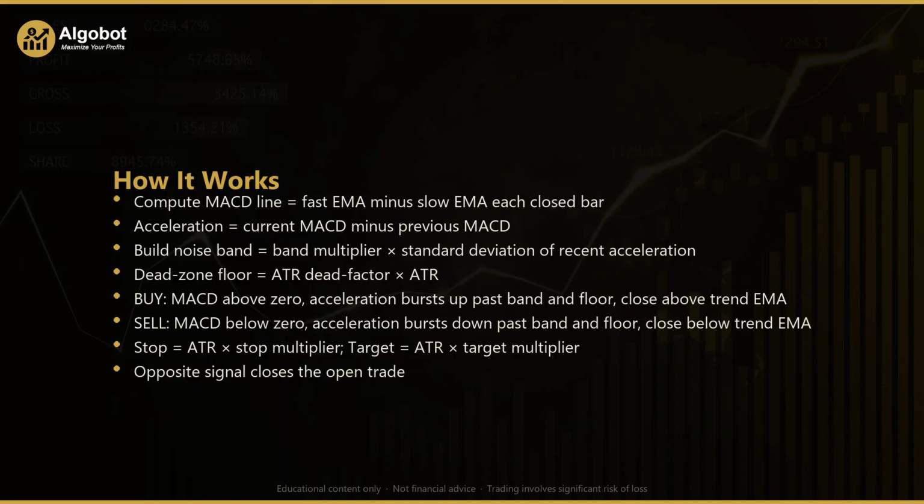The EA holds only one position per magic number, and it never stacks trades. If an opposite impulse appears while a trade is open, the strategy closes the current position, so the book always reflects the freshest reading. A spread filter also skips entries when the spread is wider than the allowed maximum, keeping fills realistic.